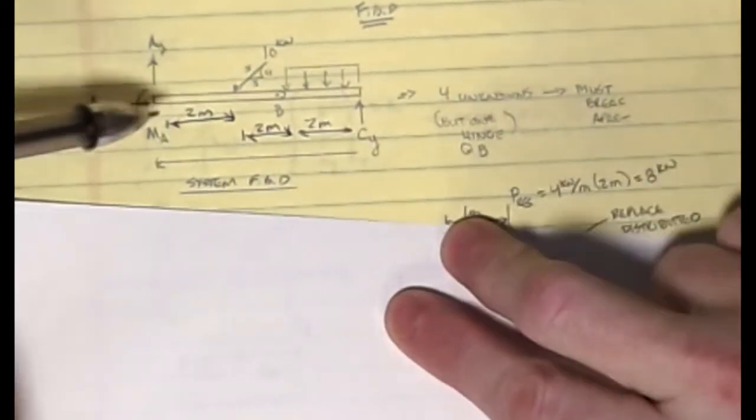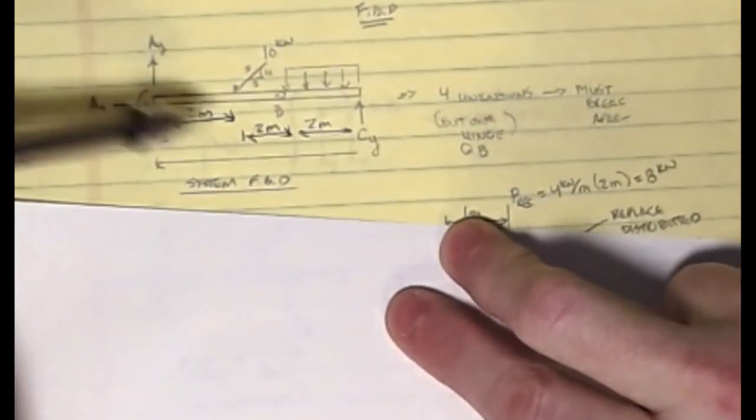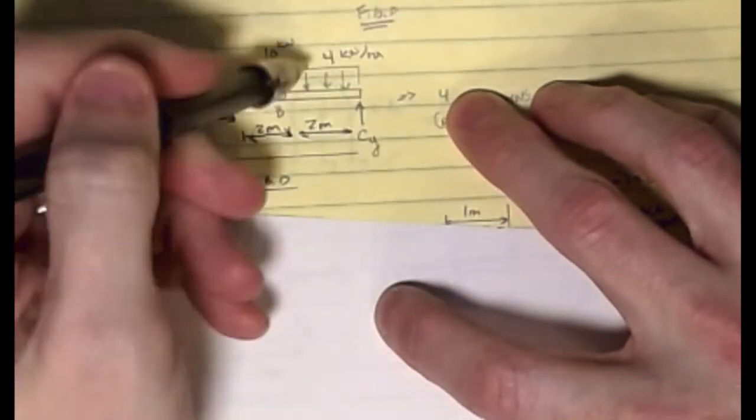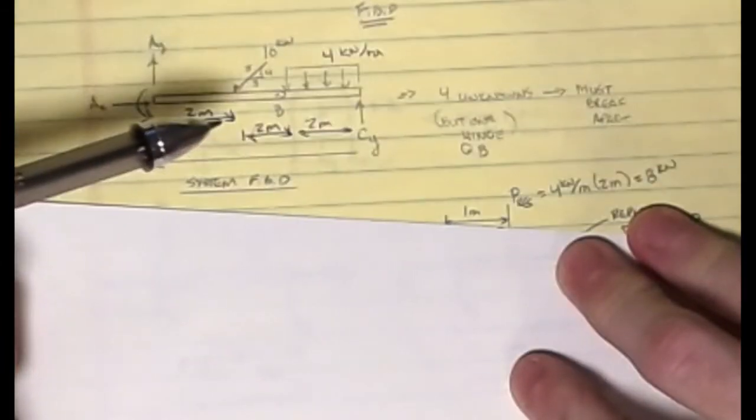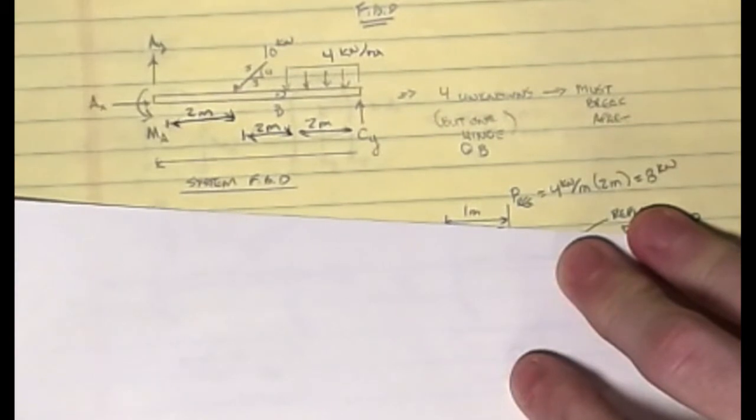Now, before we get into this, let's get the rest of this on here. I have a 4 kilonewton per meter force on that distributed load, and then I have my single reaction CY. So we have 4 unknowns, and we have a hinge at B. This hinge is kind of our secret to how we start to solve this problem.